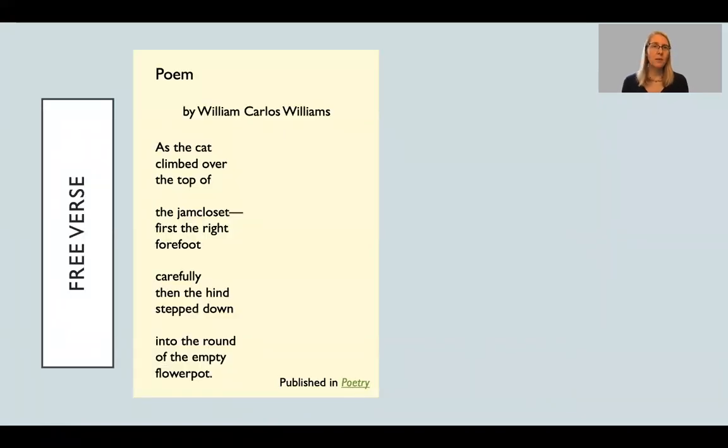This is a poem by William Carlos Williams. You may have seen it before. It's in the canon in a lot of English classes. I picked it because I think it's doing some interesting things. So let's read it and then we will analyze it.